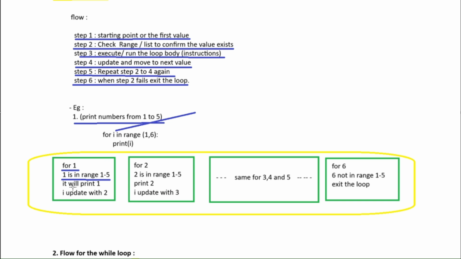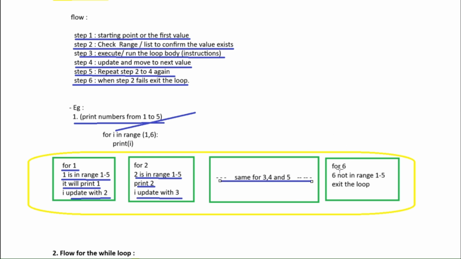In step 3, it runs the loop body and prints the value of variable i. At this time, the value is 1, so it will print 1. In step 4, the loop moves to the next number, i equals 2, like updating the value. In step 5, it checks if 2 is within the range. In step 6, it will print 2, and this continues for the values 3, 4, and 5.